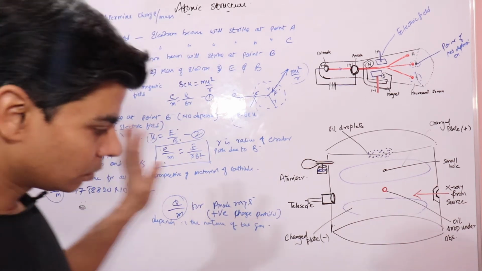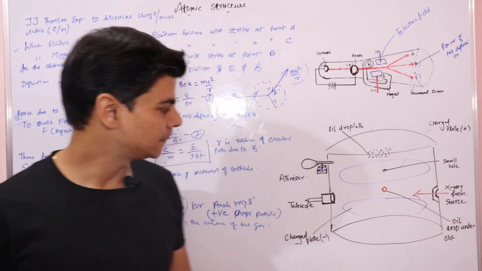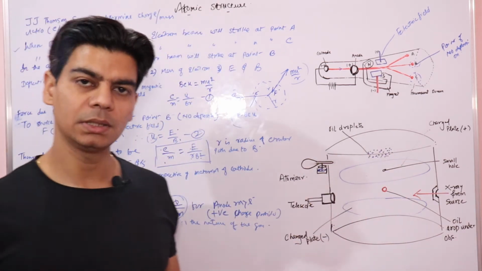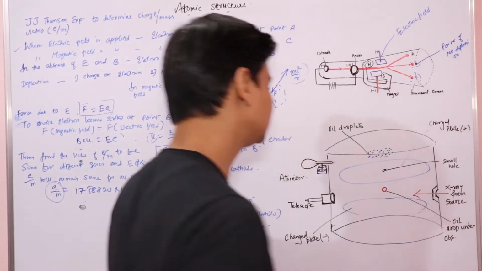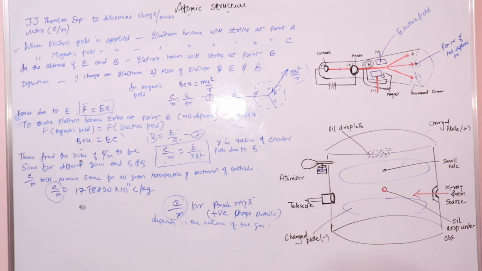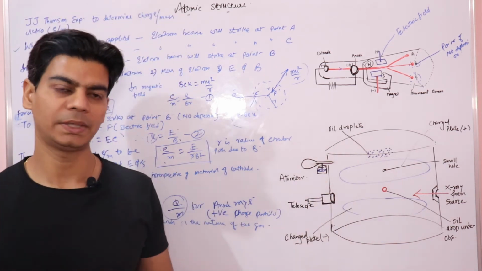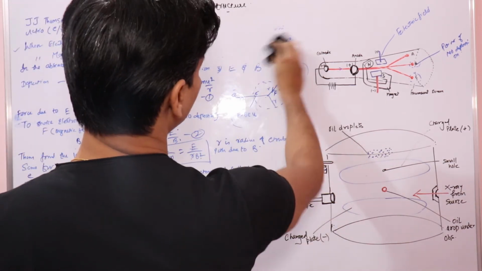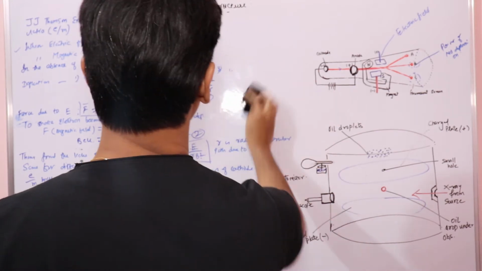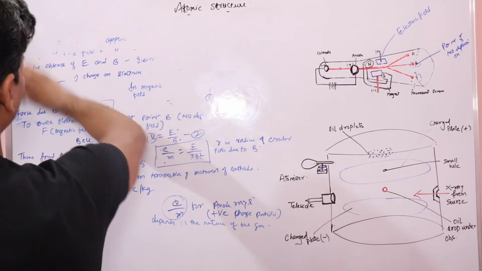Now we'll continue with Millikan's oil drop experiment. Millikan's oil drop experiment is used to find the charge on an electron. This is also known as Millikan oil drop technique, to find the charge on an electron. Now this is a simple experiment.